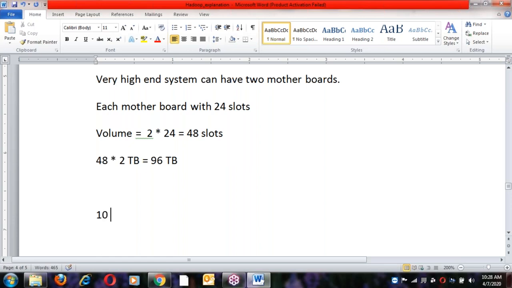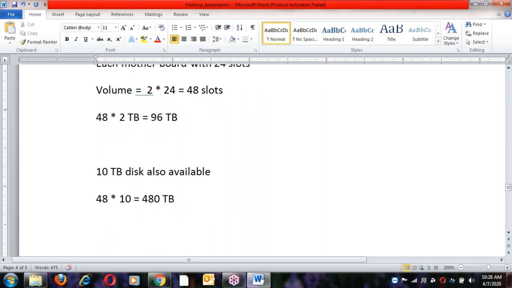In the market, 10 TB disks are also available. If it is a 10 TB disk, what is the maximum here? 48 multiplied by 10 is 480 TB. This is a very, very high-end system with a huge amount of volume. Max is 480 TB, not more than this.